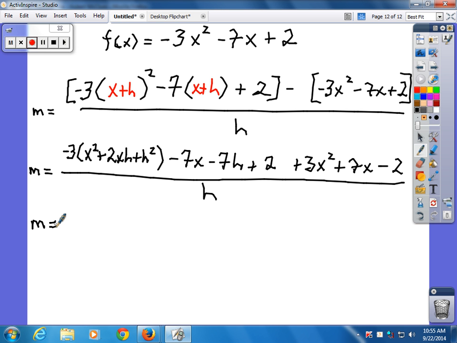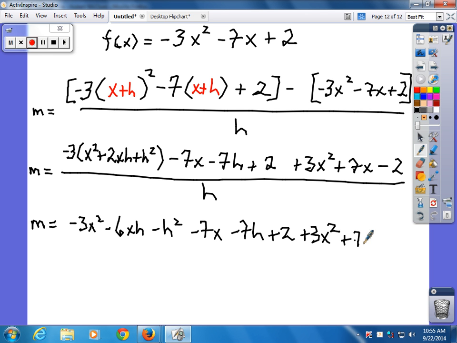All right, so that's negative 3x squared minus 6xh minus 3h squared minus 7x minus 7h plus 2 plus 3x squared plus 7x minus 2 all over h. Now you see why students can't do calculus? Did I leave something out? 3h squared. Yeah, just leave the 3 out. You know, it ain't gonna help. Thank you.